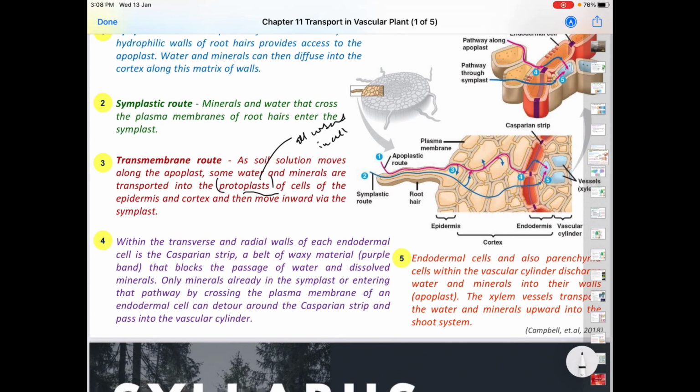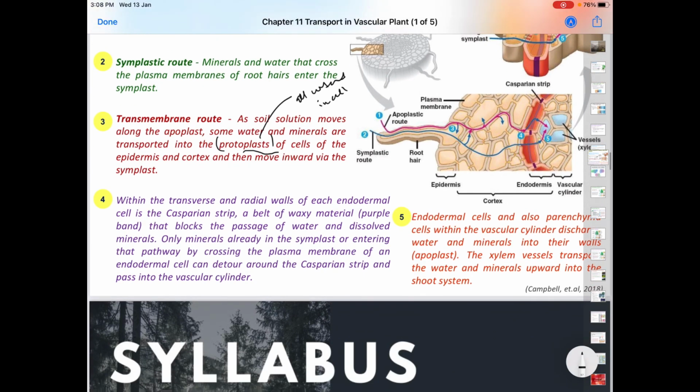So that is a transmembrane route, meaning using this transmembrane route, the solution, the minerals and water can pass throughout the plant. Within the transverse and radial walls of each endodermal cell is the Casparian strip, a belt of waxy material, the purple band, that blocks the passage of water and dissolved minerals. Only minerals already in the symplast, or entering the pathway by crossing the plasma membrane of an endodermal cell, can detour around the Casparian strip and pass into the vascular cylinder.